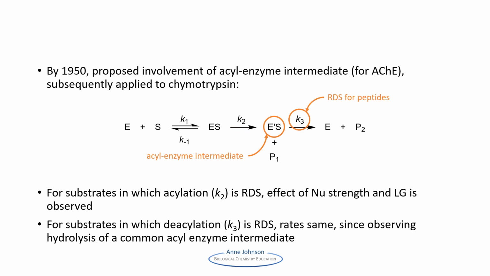For substrates that are more easily hydrolyzed, like esters, formation of the acyl enzyme intermediate occurs before the slowest step, hydrolysis of the acyl enzyme intermediate. Here, the nucleophile strength and leaving group ability of the substrate are not significant to the overall rate of reaction. At this point, we have established a kinetic mechanism involving an acyl enzyme intermediate. The next question that was addressed is, what is the nucleophile?